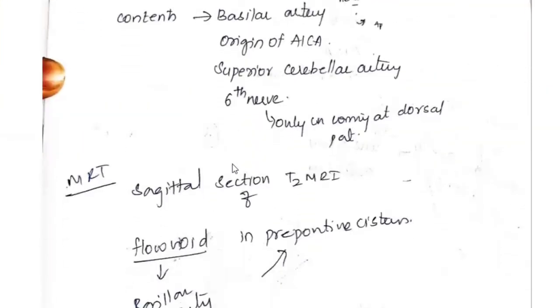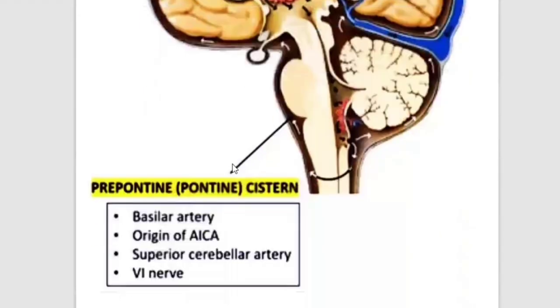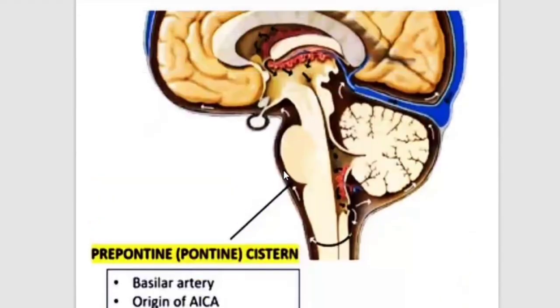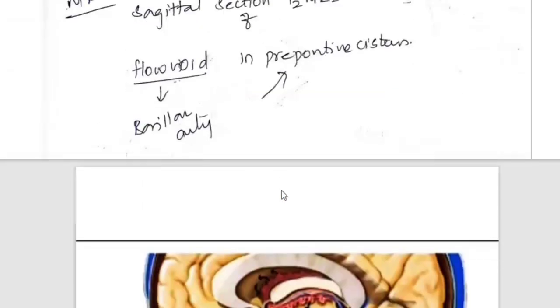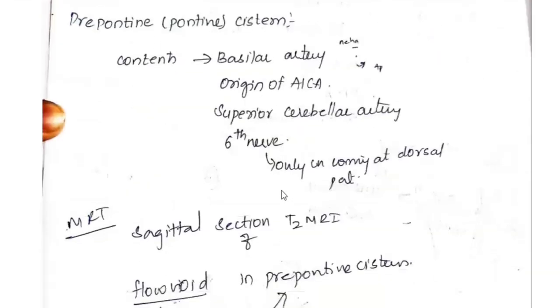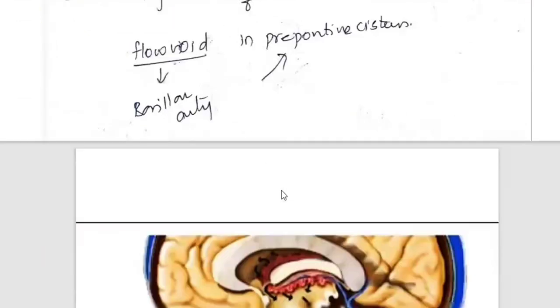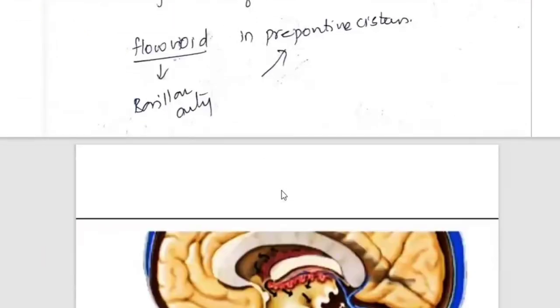So see, the content is the basilar artery. I'll show you in the diagram. This is the pons, and this is the prepontine system. Can you guess what might be the other contents? If it's in front of the pons, sixth nerve, ma'am. Yes, good. So two contents we got: one is basilar artery and one is sixth nerve.